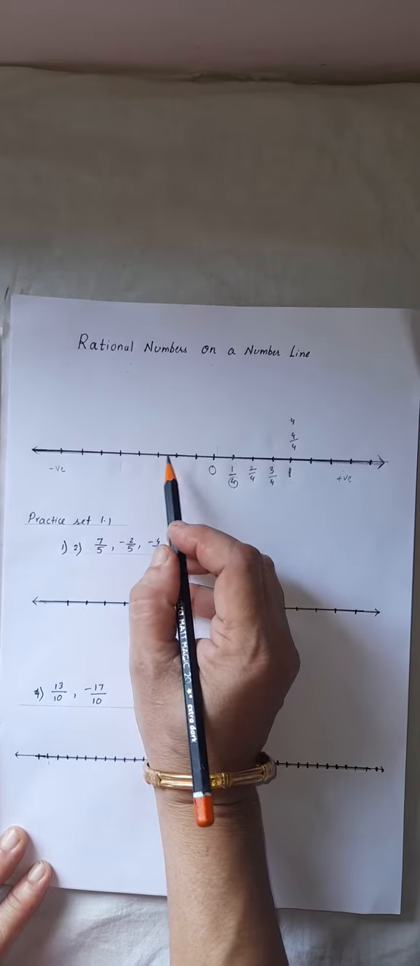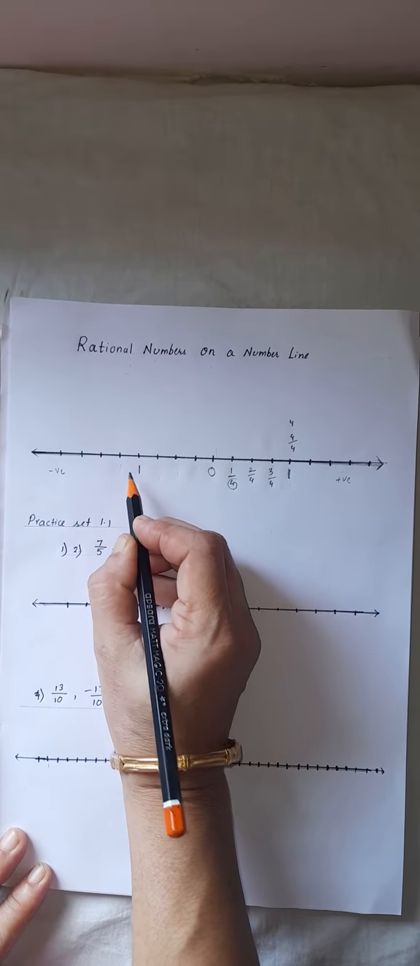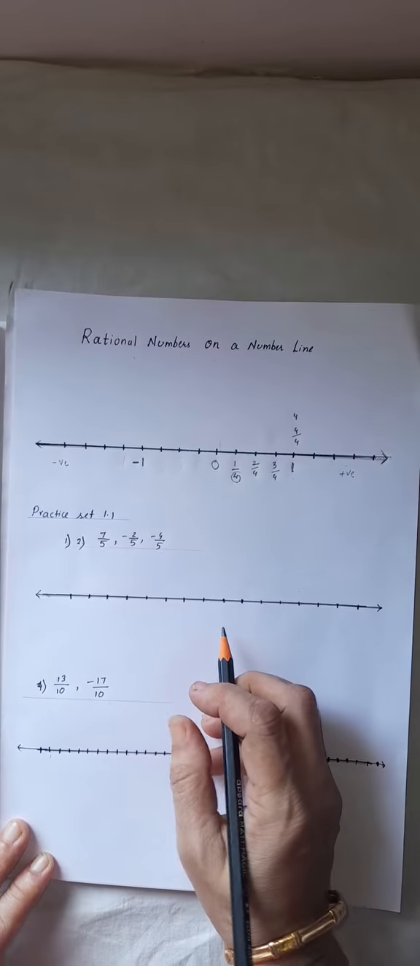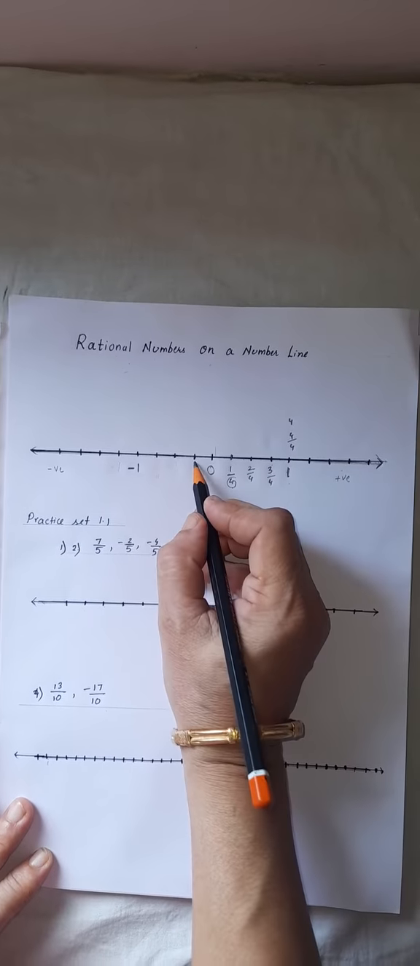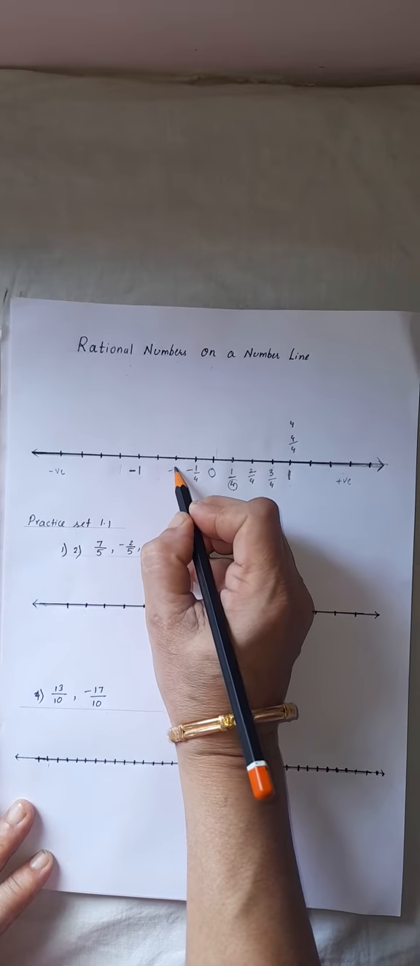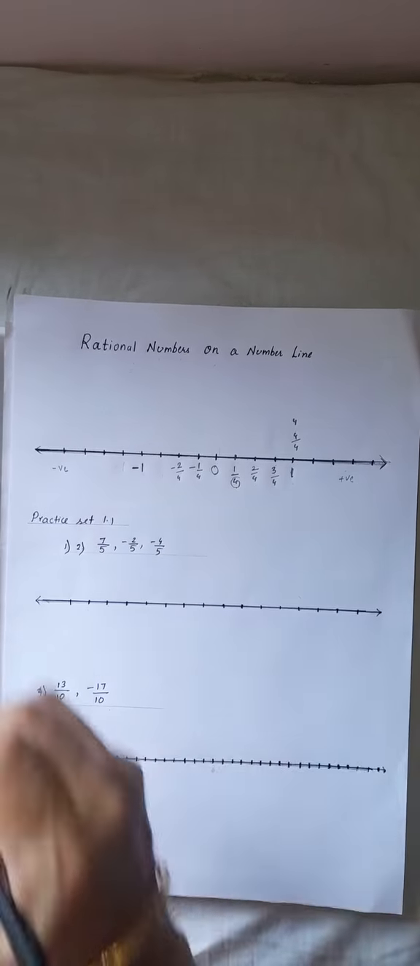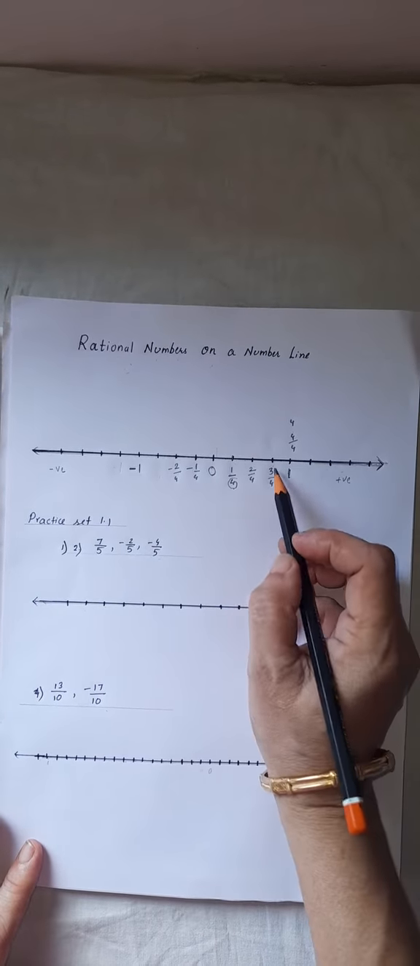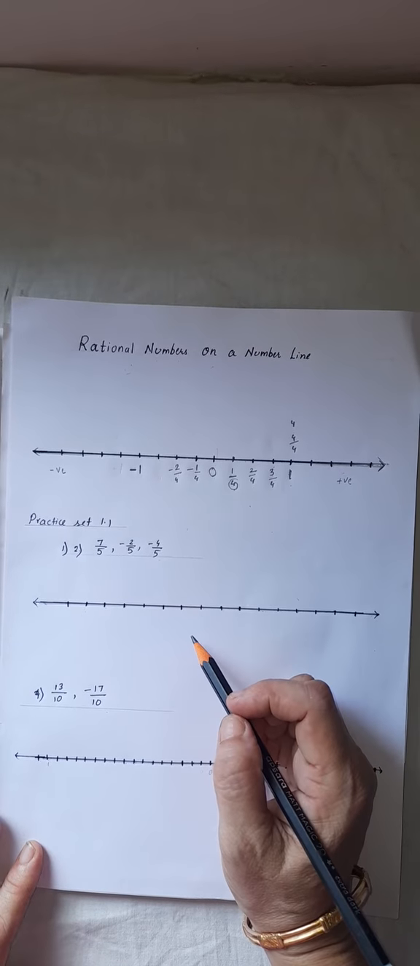Similarly, I will mark points on my left hand side. So here it will be -1. Now what is this first part? -1 upon 4. This will be -2 upon 4 and so on. So this is how we mark the rational numbers on a number line.